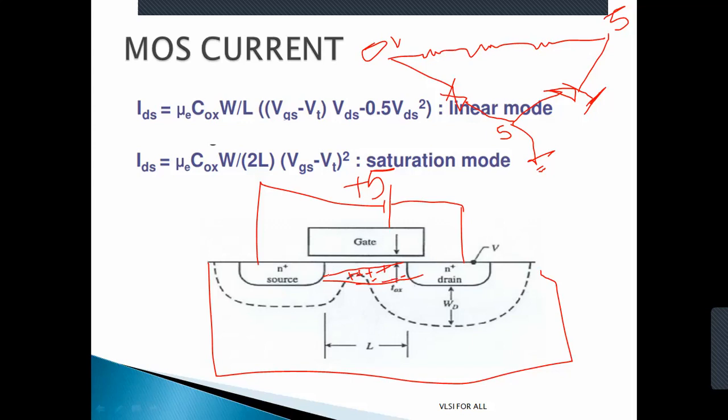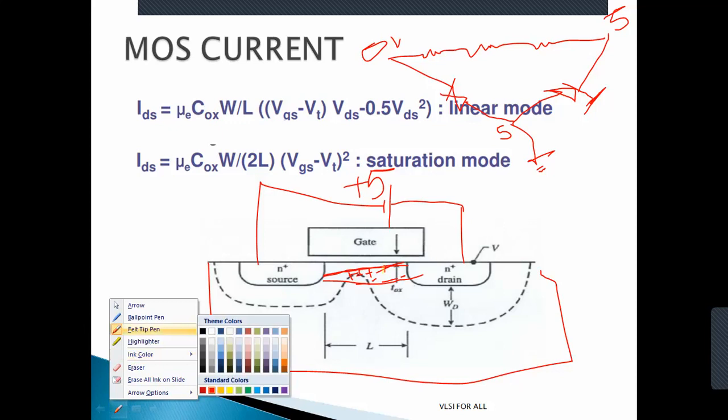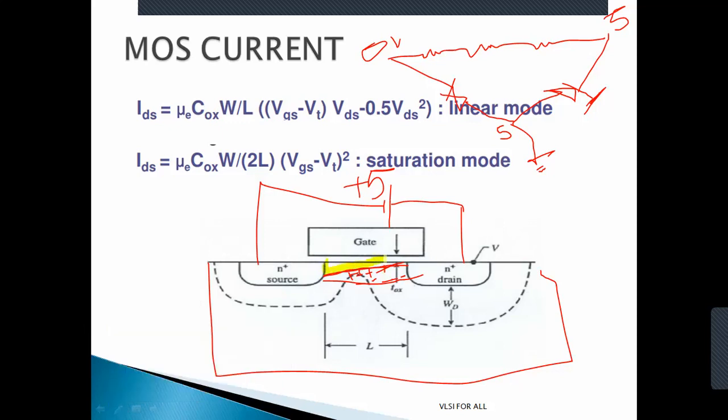Only this region is formed for the conduction. This region, let us take a highlighter. This region is the only region which is used for the conduction in the device, for the majority charge carrier to flow from the source to drain. This region is called inversion region. And this is responsible for the flow of the current.